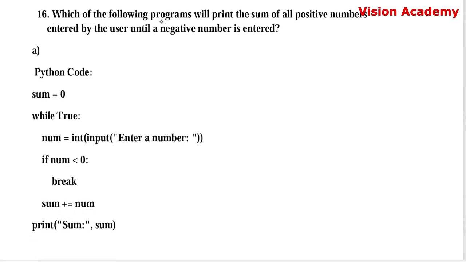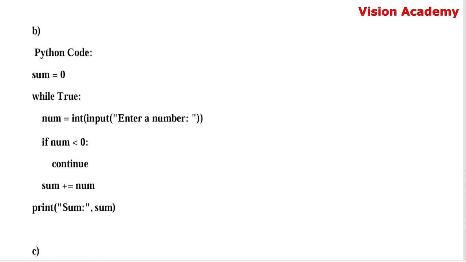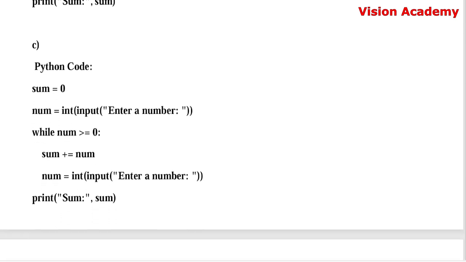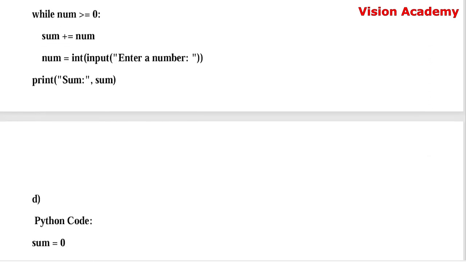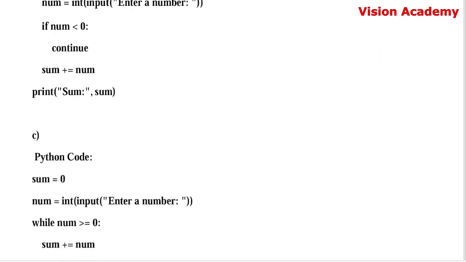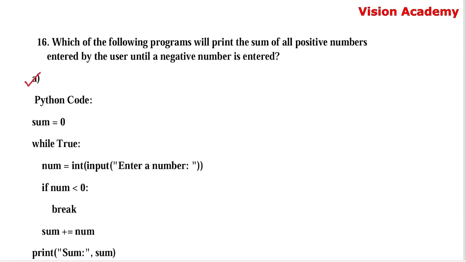Question number 16. Which of the following programs will print the sum of all positive numbers entered by the user until a negative number is entered? Option A, this particular code is given. You just pause the video and check out the result. Next, I'm going to show you option B. Just pause the video and check out if there is any error. Option D, you can check out, and here you can find that option A is the right answer.